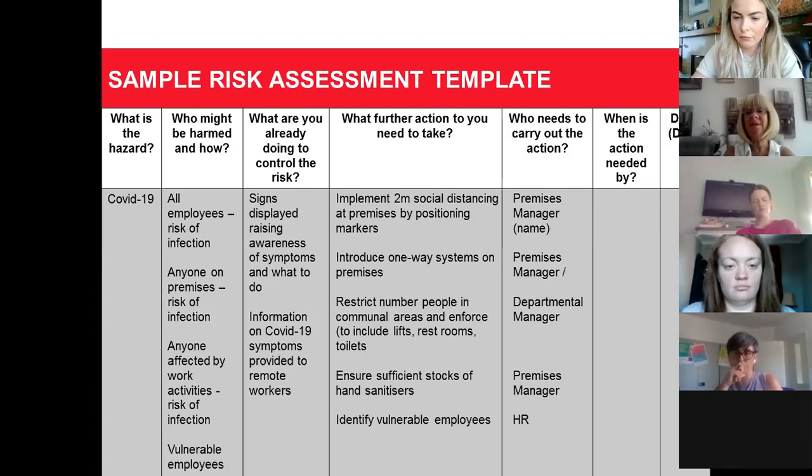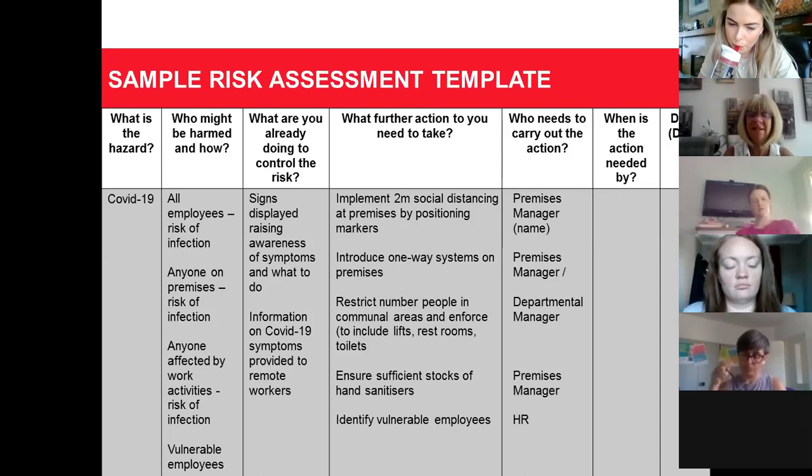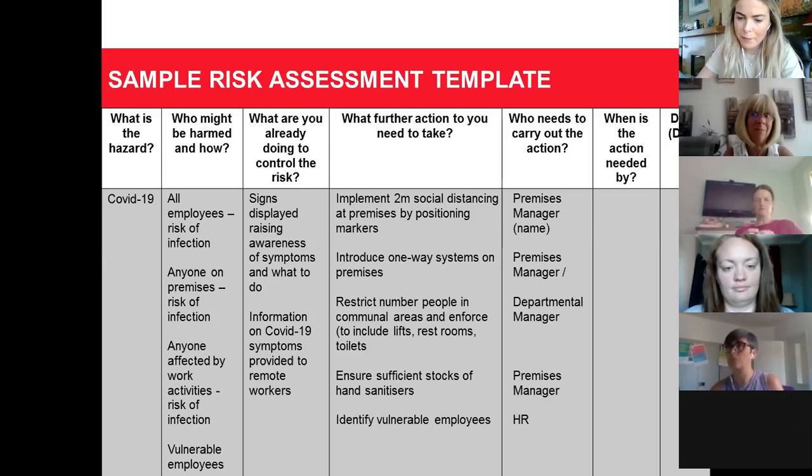Obviously, the next column is when the action is needed by. You know, that's at your discretion. You know your plans for getting people back to work. You probably already have timeframes in mind. So obviously your actions need to be able to fit into that time frame. It's no good saying, right, we're planning to have people back at our workplace on the 15th of July, and then finding out on the 15th of July that actually an action hasn't been completed or something hasn't been implemented, because that means that you're not managing that risk, you're not controlling that risk, and it means that you've not made the workplace as safe as it can be.